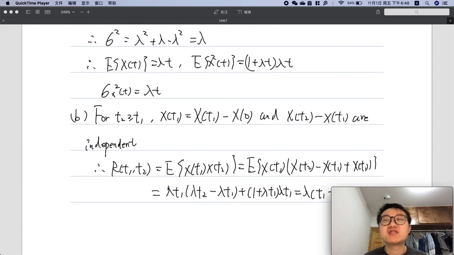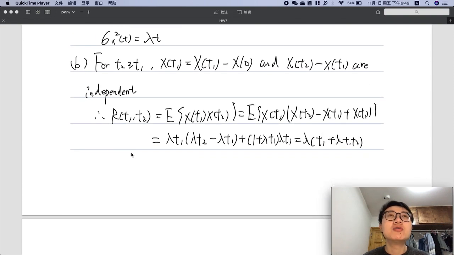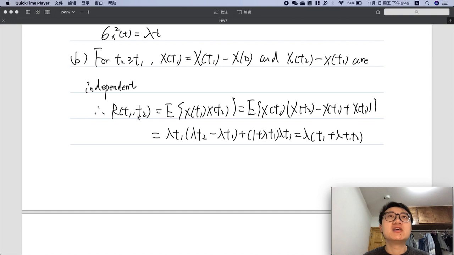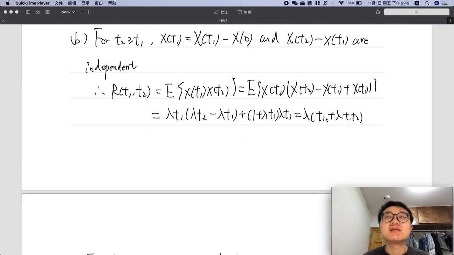There are 2 parts in this process. We should get the result when t2 is larger than t1. X(t1) is equal to X(t1) minus X(0), and X(t2) is X(t2) minus 0, and these 2 parts are independent. So the autocorrelation is the expected value of X(t1) times X(t2). After working through the formula, we can get this result.